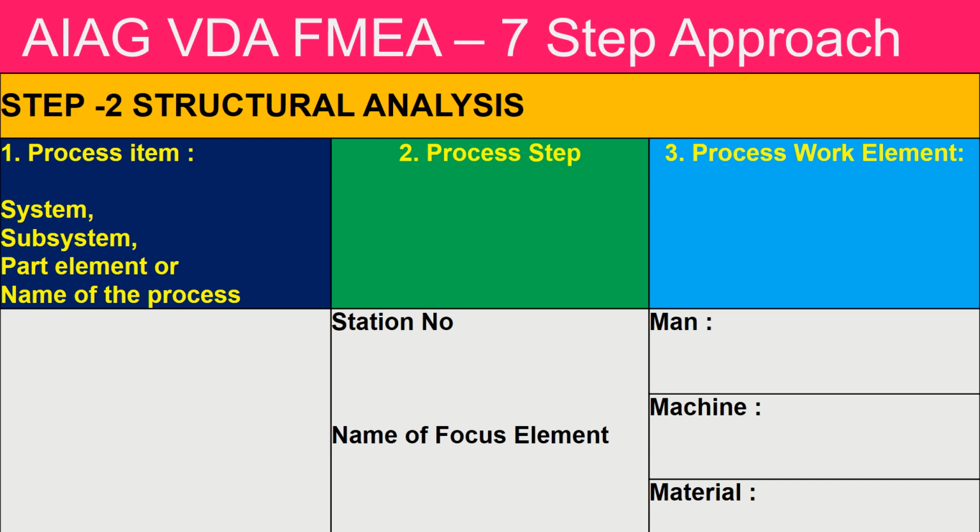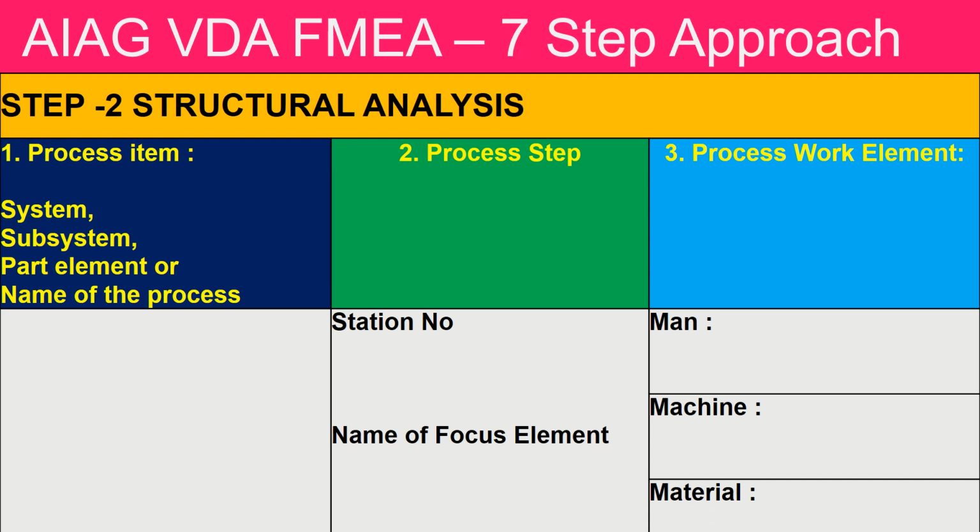Step 2 is the structure analysis. In this, we classify the process into 3 elements. First is the process item, second is the process step, and third is the process work element. Here, what I mean by process item is the end result of all the successfully completed process steps. For example, it can be the final assembly of a part.